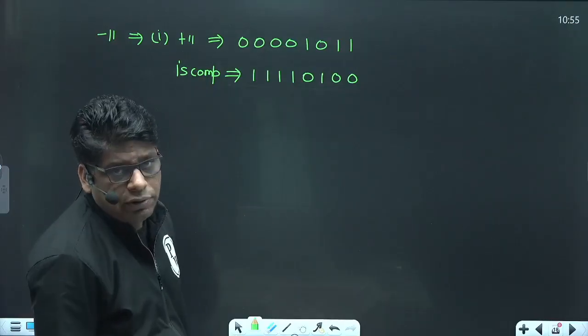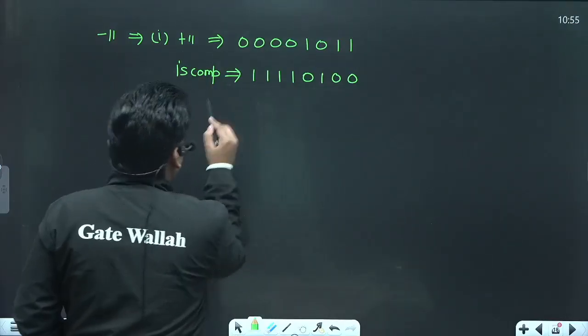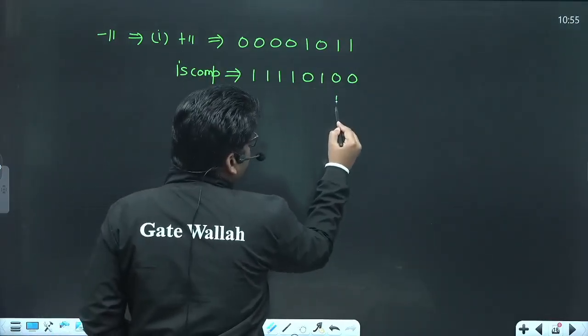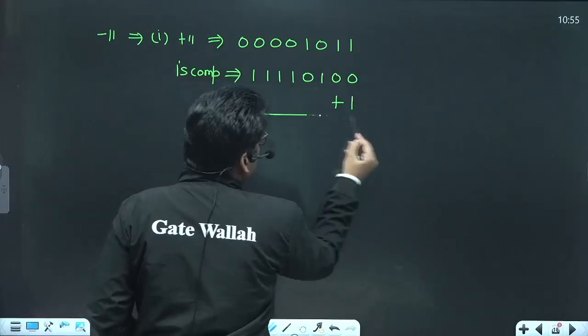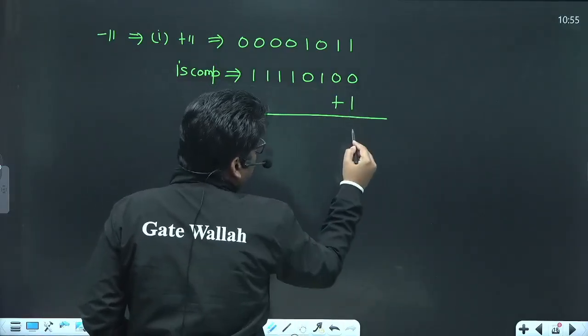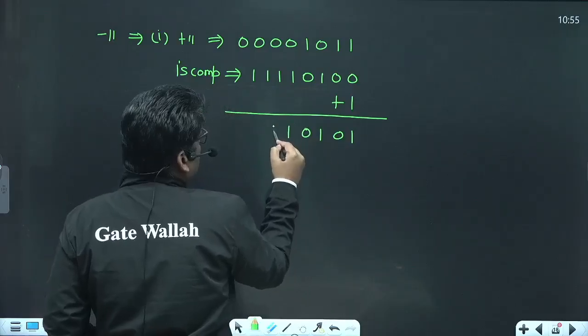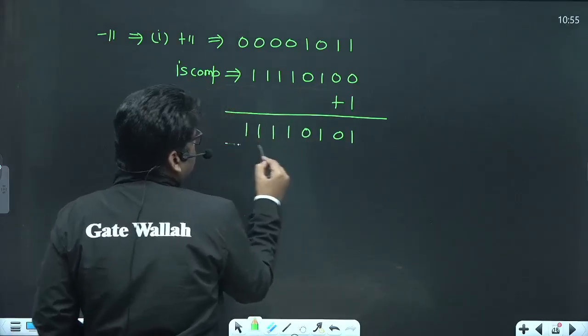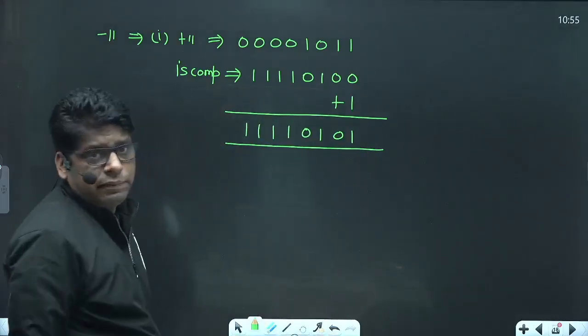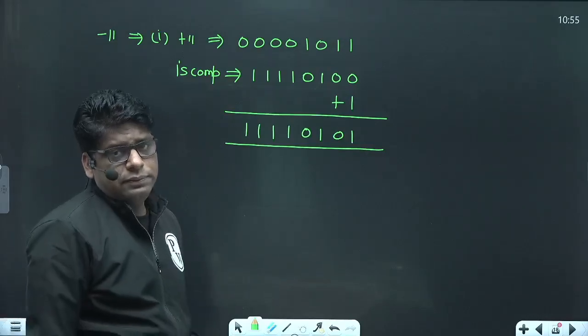Is that okay to everyone? Sir, this is the ones complement. If I add 1 to it, I will get the twos complement. So 0 plus 1 is 1. Sir, then 0, 1, 0, 1, 1, 1, 1. Done to everyone?